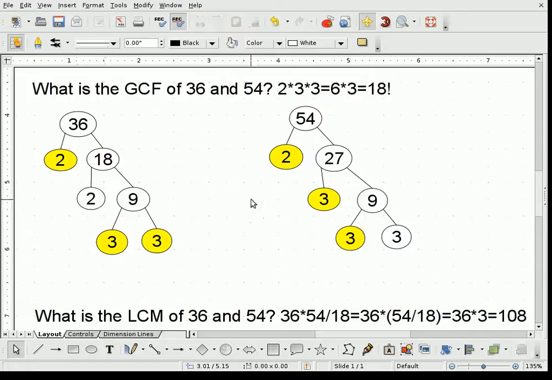But this method is not nearly as easy as just multiplying the two numbers and then dividing the product by the GCF of those two numbers. In the next example, let's go ahead and look at the GCF and the LCM of another pair of numbers. And this concludes this demonstration of how to find the LCM of 36 and 54.